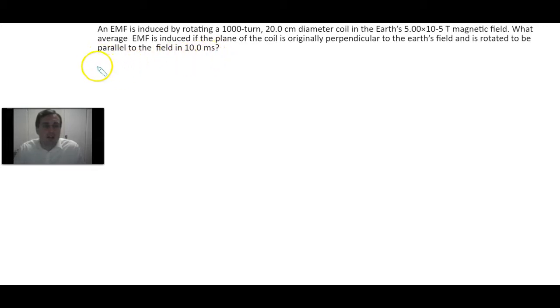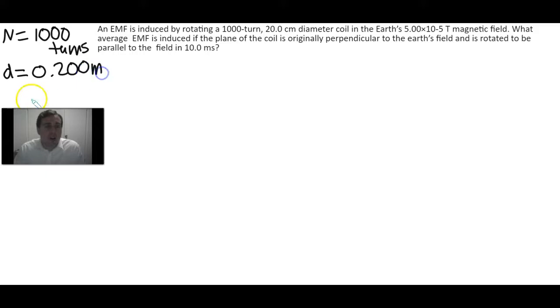Okay, so let's write these various numbers down. It looks like capital N, which is the number of turns, is 1000. Now, by the way, turns is unitless. We also know the diameter of the coil is 20 centimeters. Let's convert that to SI units. That's 0.200 meters.